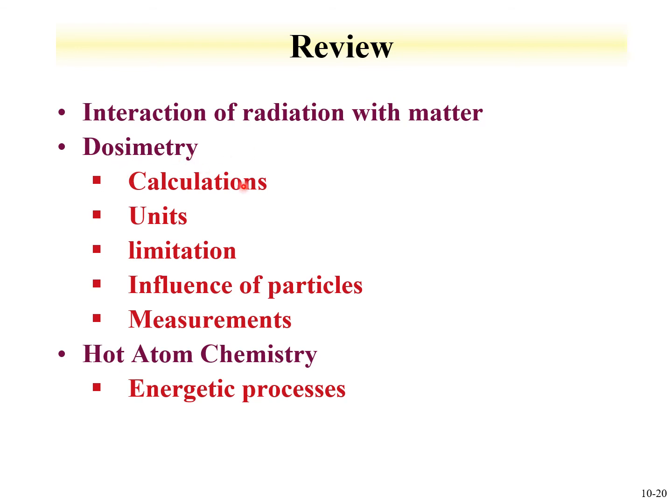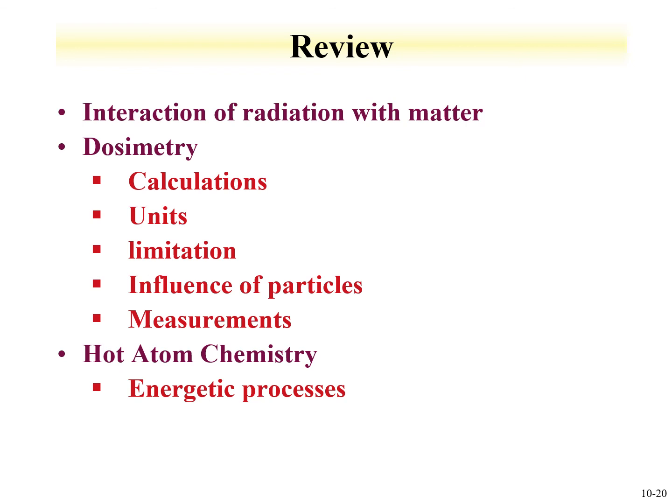We talked about calculations for dosimetry. We talked about dosimetry units: grays, sieverts, rads, and rems. We discussed a little bit about the limitations of dosimetry, particularly when it's coupled with models. We explored the influence of particles, particularly when we go from dose to absorbed dose. So the rad to the rem, the gray to the sievert, how an alpha particle has a much larger influence due to the fact that it has a much higher deposition of energy in a shorter range, so a higher linear energy transfer. And then we also explored a little bit about the measurements related to dosimetry.